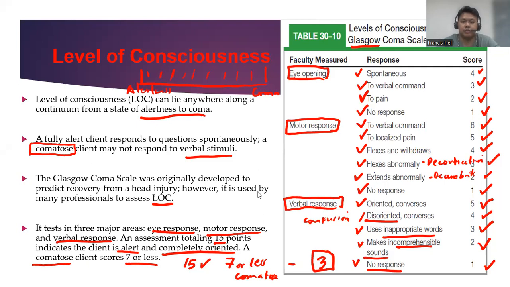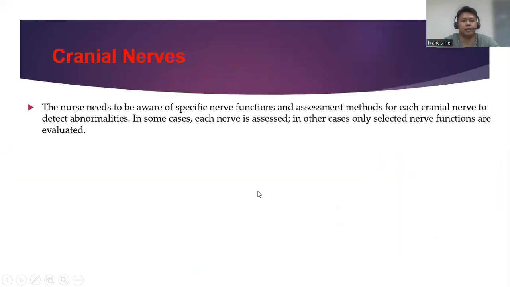Okay, to continue, so it's the cranial nerves next. The nurse needs to be aware of the specific nerve functions and assessment methods for each cranial nerve to detect abnormalities. In some cases, each nerve is assessed. In other cases, only selective nerve functions are evaluated. We said earlier, how many cranial nerves are there? We have 12.